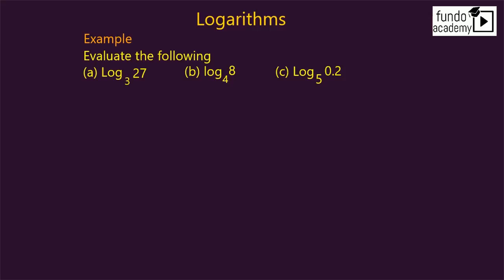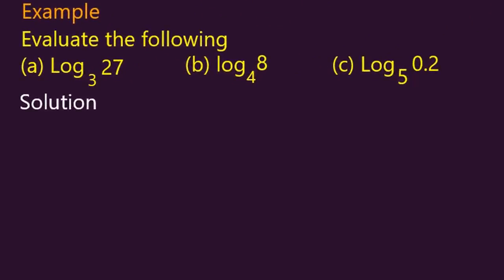Now remember, in our introductory video we learned how to convert from logarithm form to index form. So that's exactly what we're going to be doing to evaluate these logarithms. Alright, so we're going to start with A. On A we have the logarithm to base 3 of 27.